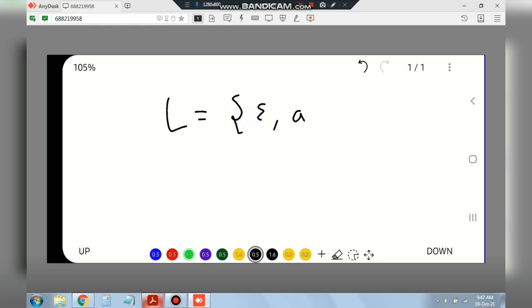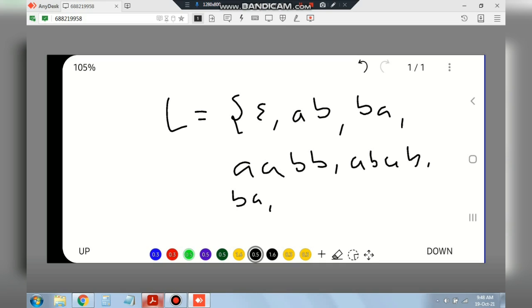If A and B are 1, it can be AB, or even BA, because BA also has the same number of A's and B's, right? And we can have 2 A's and 2 B's, and this can be in different combinations like ABAB, or BABA, or BBAA. These are the combinations of these strings. So the condition is just that the number of A's and B's should be equal. Okay, so let's see how to do that.